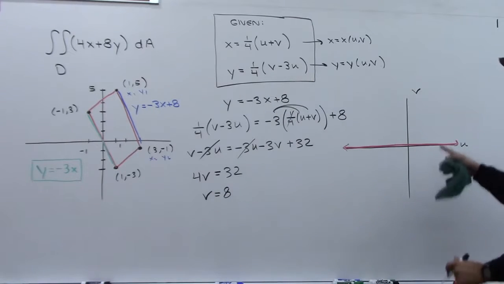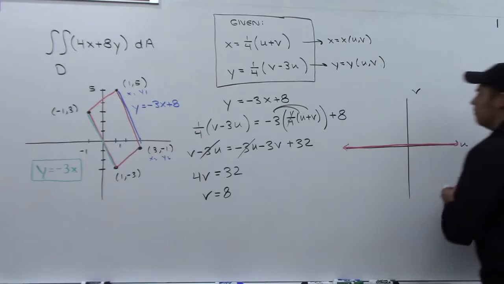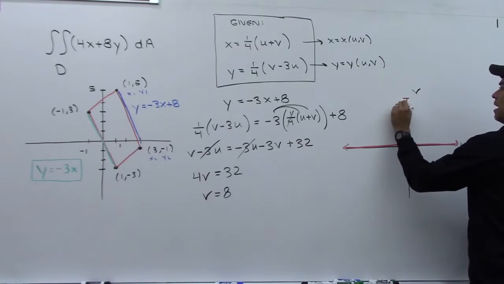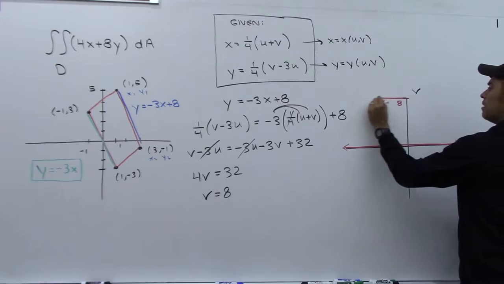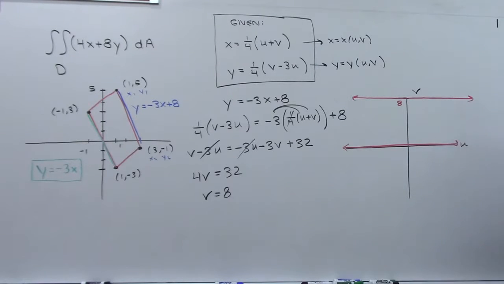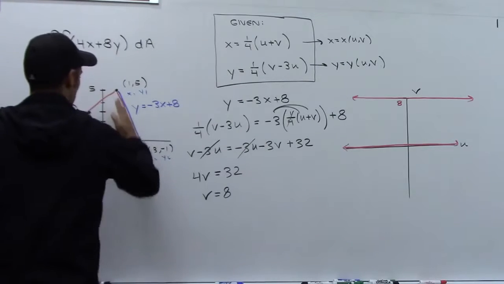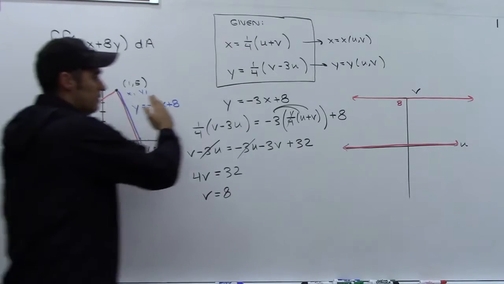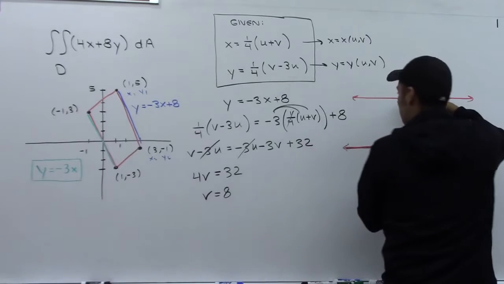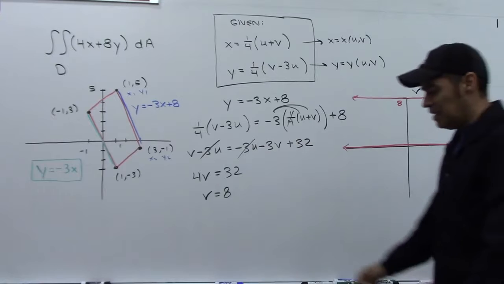So now I come back over here and I say, all right, where is v equals 8? So let's say that that's 8 units right there. v equals 8 is another horizontal line. So I've taken these lines that have some slope to them, right? And under this transformation, I've flattened them out. And that's creating what looks like is going to be a rectangle.